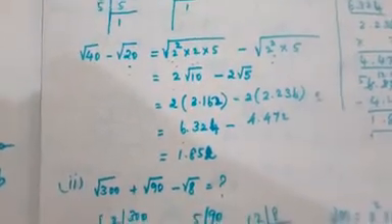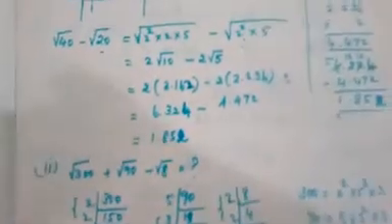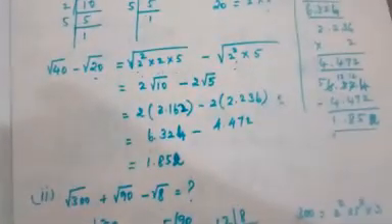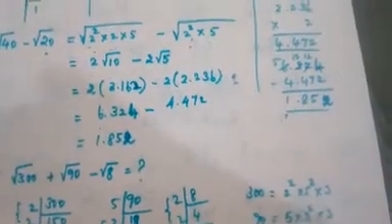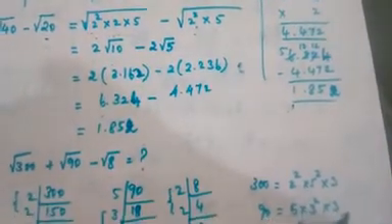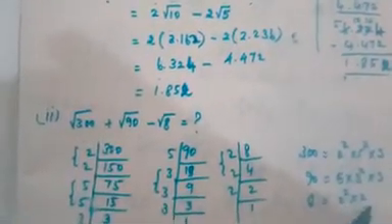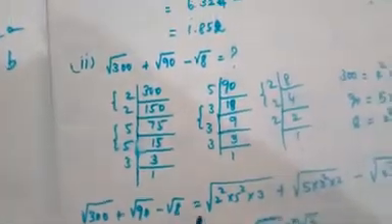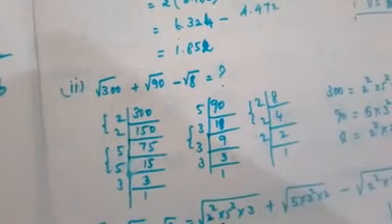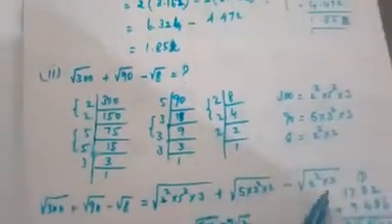The second problem, root 300 plus root 90 minus root 8. The same way, you have to use the factorization method for 300, 90 and 8. So 300 is written as 2 square into 5 square into 3. 90 is written as 5 into 3 square into 3. And 8 is written as 2 square into 2. Now we have to substitute the values. Root 300 plus root 90 minus root 8, you write each root value here.